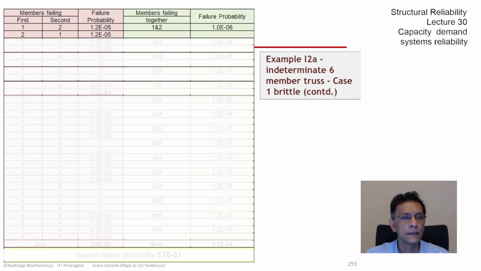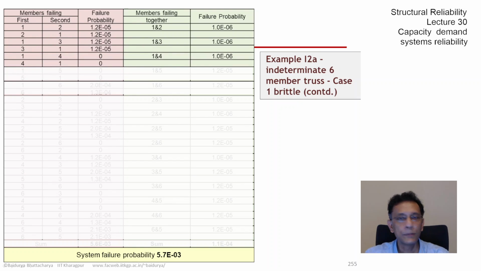Let's look at the next one, 1-3 and 3-1. That was a mistake. It shouldn't have happened. The system failure probability was supposed to come out last, but we'll look at this at the end. So we have 1-3 and 3-1.